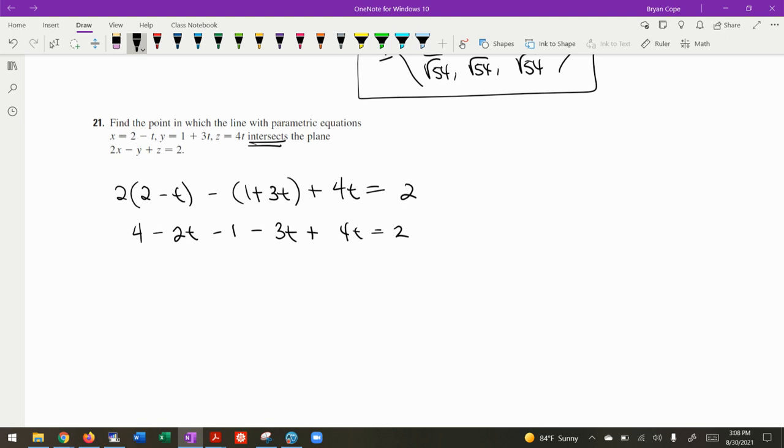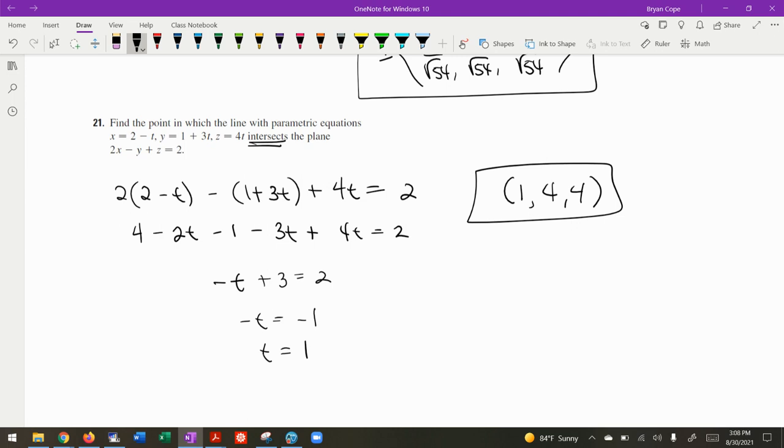Okay, there we go. The t's combine to be negative 1t. And the numbers combine to be 3. So I've got negative t equals negative 1, or t equals 1. So how do I answer that question? Put 1 back in. So I'm dealing with the point 2 minus 1, which is 1, 1 plus 3, which is 4, and 4 times t, which is 4. So they intersect at the point (1, 4, 4).